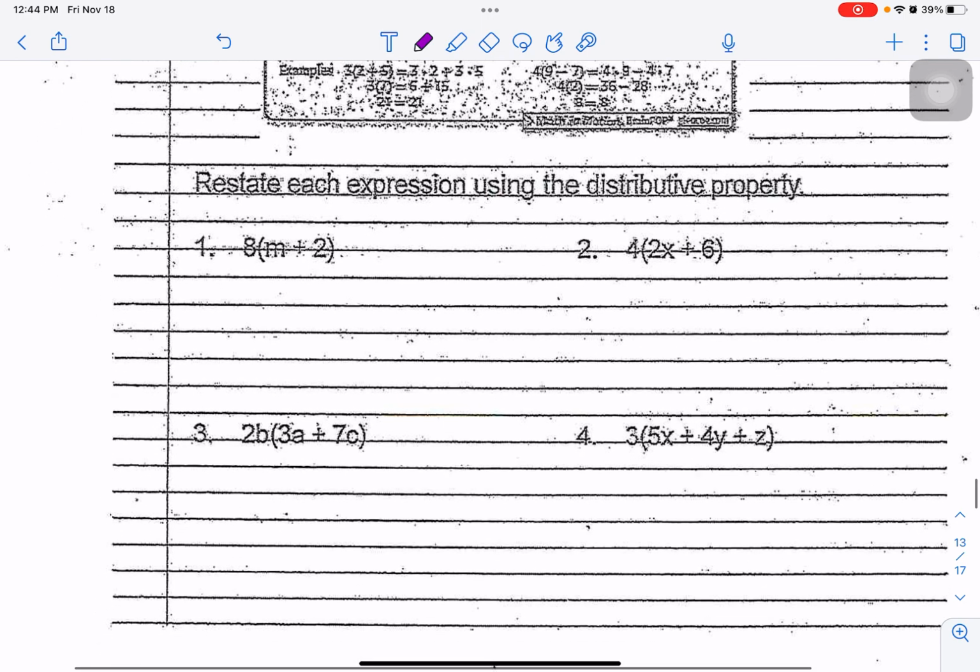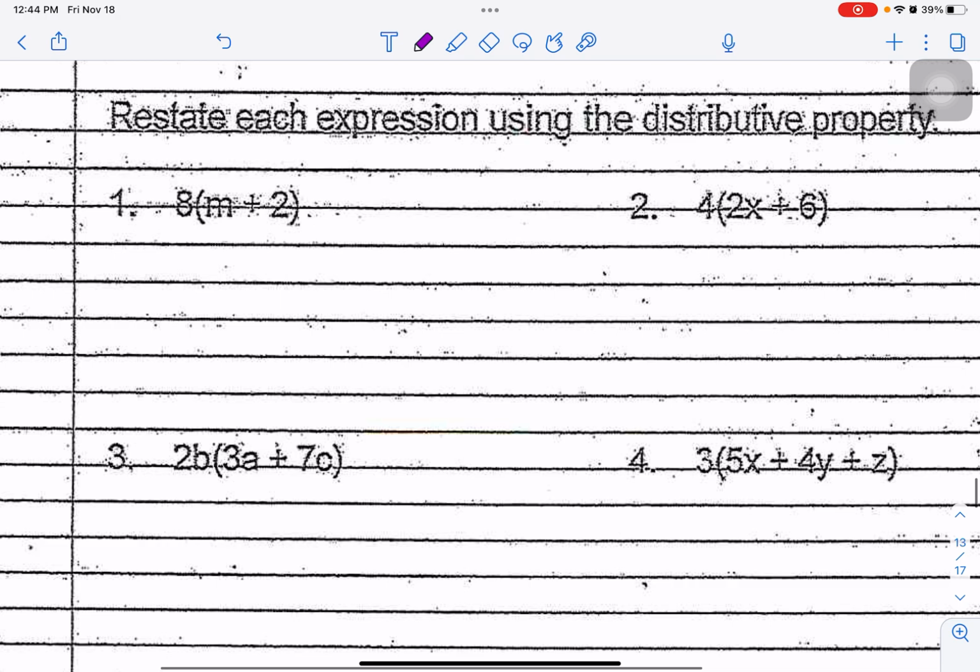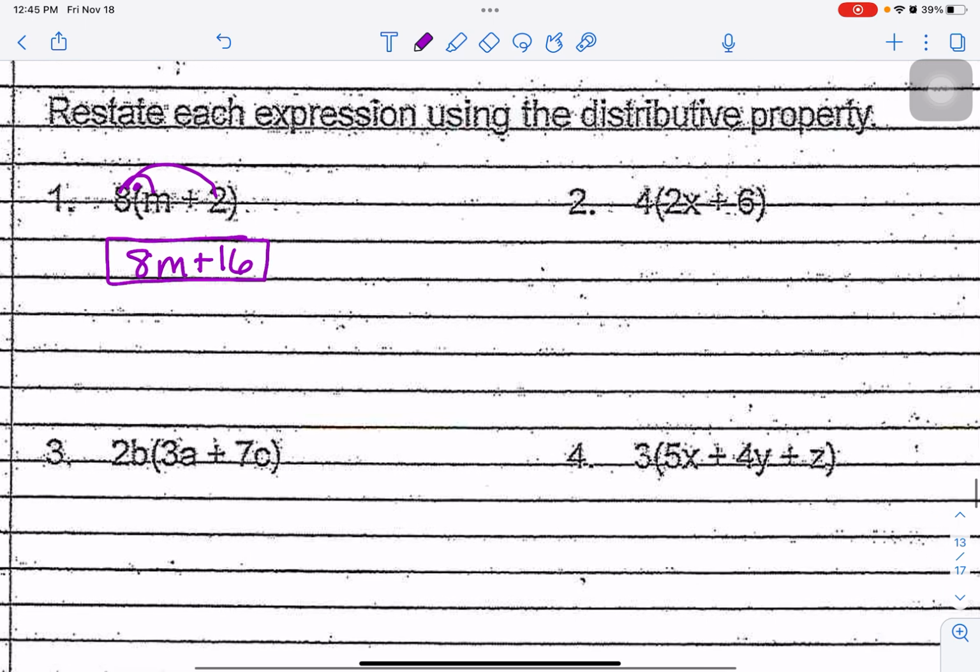But you've worked with the distributive property a little bit in the past, and remember that the distributive property tells you that when you have a number next to a parenthesis, that means to multiply. So one thing that you can do is take each term inside the parentheses and multiply it by the number outside the parentheses. So in this one you would distribute the 8, and it would be 8m plus 16. Now we can't combine the 8m and the 16 because they're not like terms.